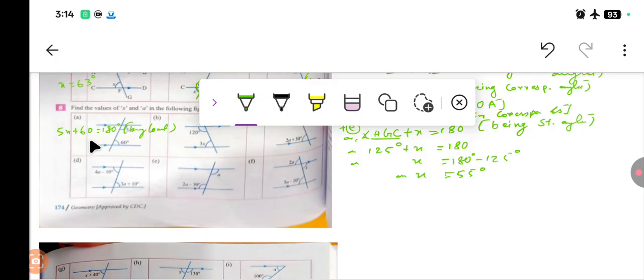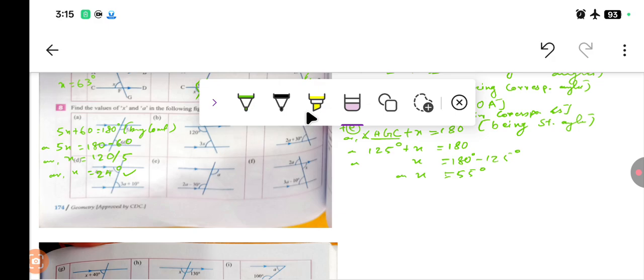60 will go that side and be subtracted. 5x is equal to 180 minus 60. So x is equal to 180 minus 60 which gives us 120, and 5 will go and divide it. Equation rule is being followed over here. So x will be equal to 24 degree. So question number 8a is solved like this.